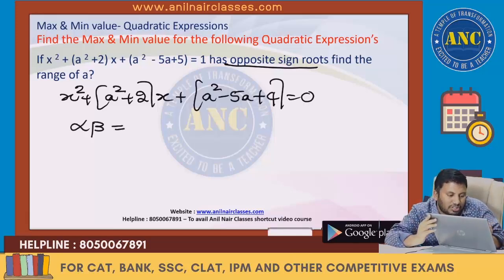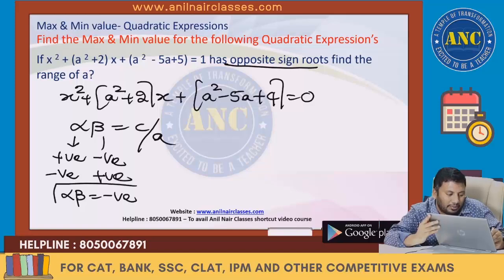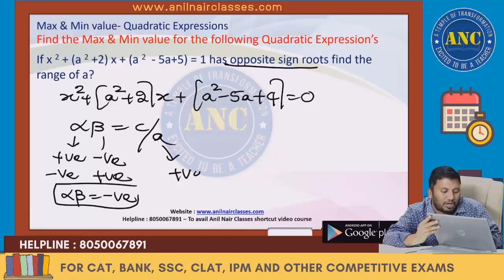Product of the roots is c by a. Opposite means if this is positive, this will be negative. If this is negative, this is positive. Product alpha beta is negative. A, the coefficient of this, is positive. So c should be negative.